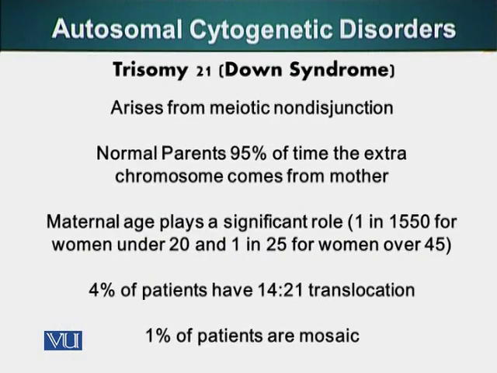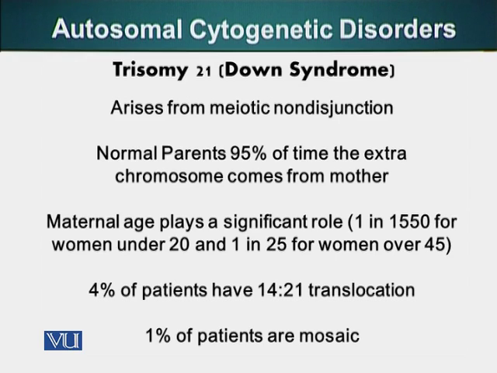So the disorder we are going to talk about is the most common type of autosomal aneuploidy, trisomy 21, also referred to as Down syndrome. It arises from meiotic non-disjunction. In normal parents, 95% of the time the extra chromosome comes from the mother, and maternal age plays an important role. The role is very significant.